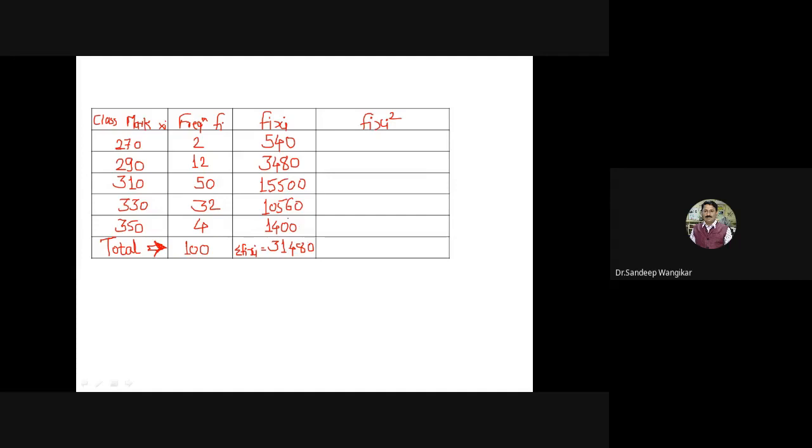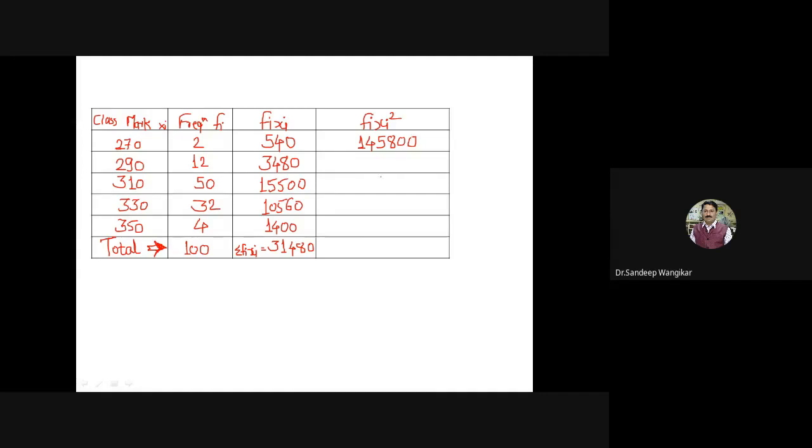So fi is 2. See here. Fi first case 2 and 270 square. So 2 into 270 square. Calculate and substitute the values. Fi xi square: 2 into 270 square. Very good, 145800. Second, 12 into 290 square.